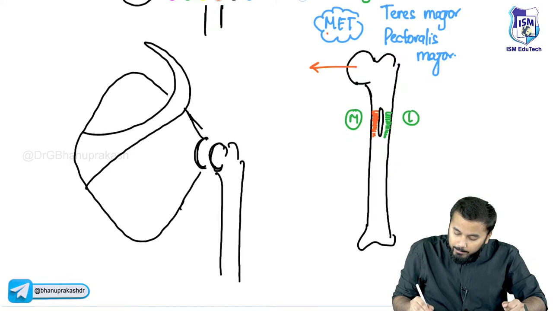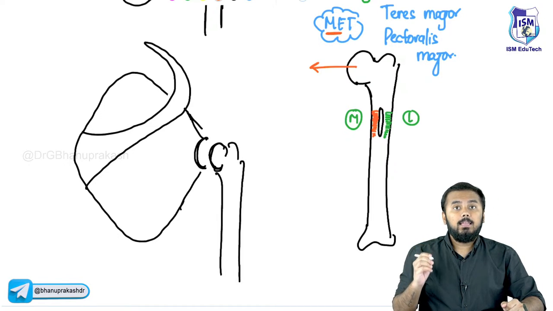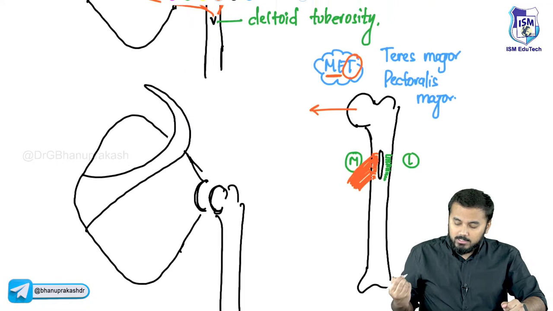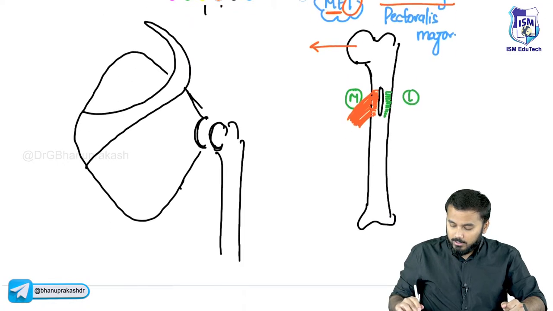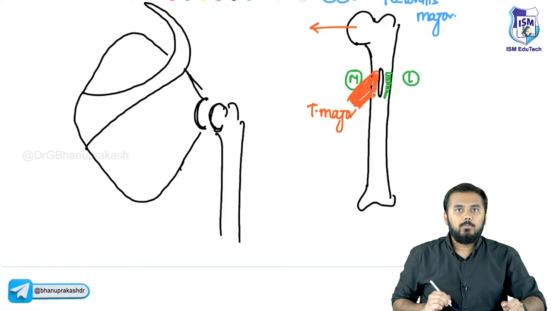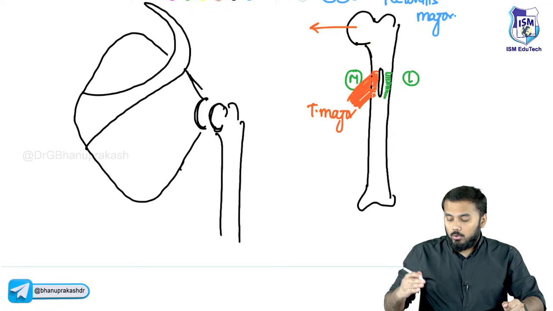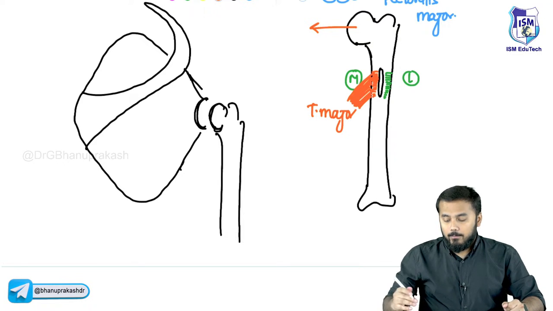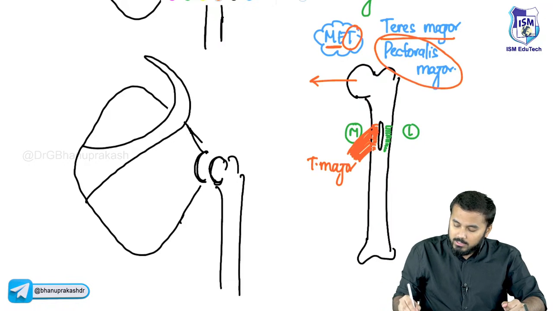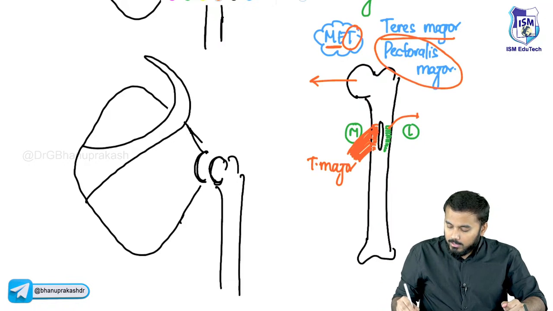Now when I say the medial lip, look, the muscle that is attached to the medial lip is T. What is this T? T stands for teres major, so this muscle should be called teres major. OK, so what is the muscle attached to the lateral lip? The muscle which is left out is attached to the lateral lip. What is this? Pectoralis major.